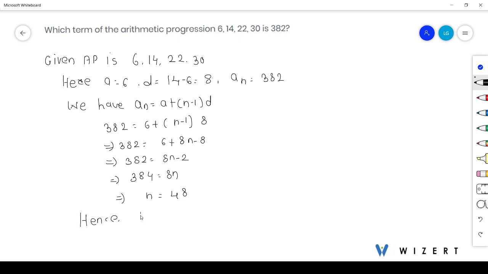Hence, 48th term of the given arithmetic progression will give the number 382.